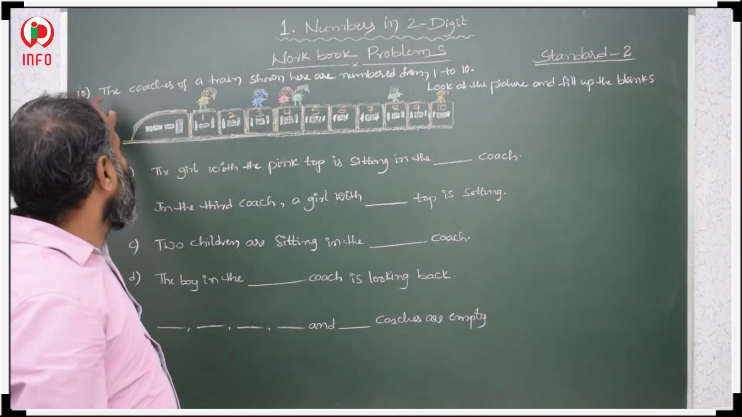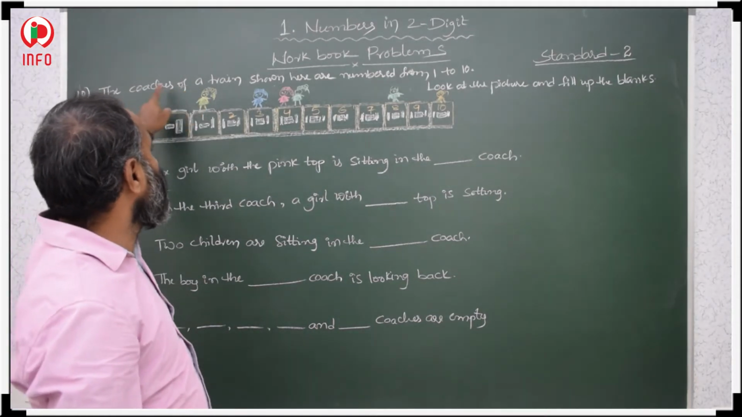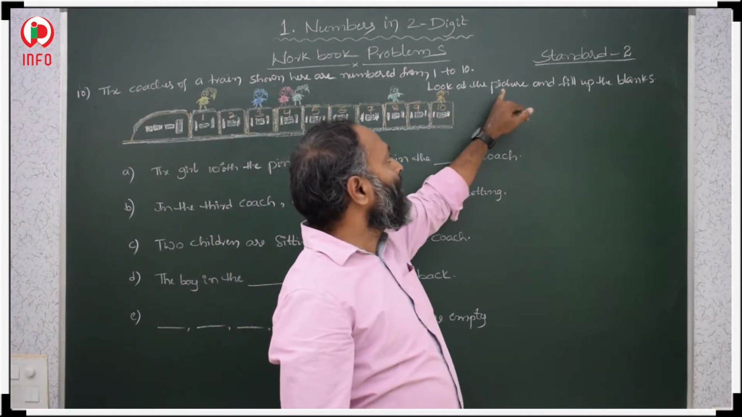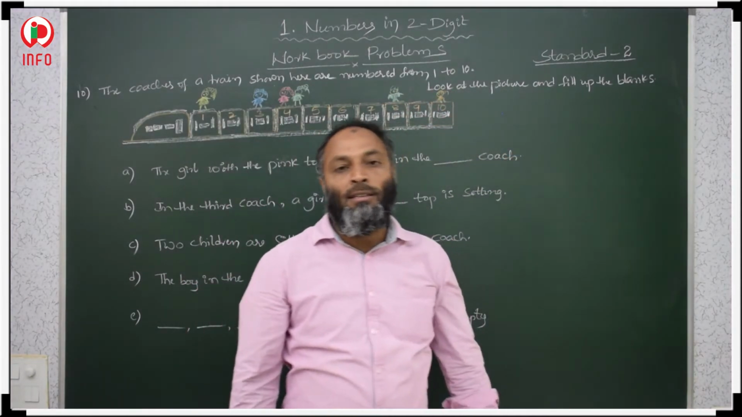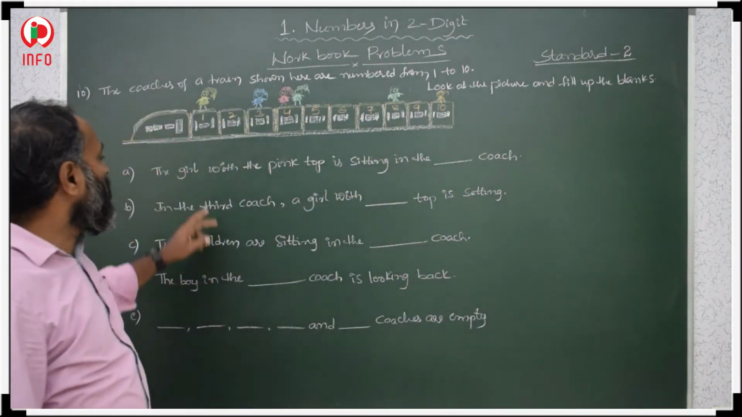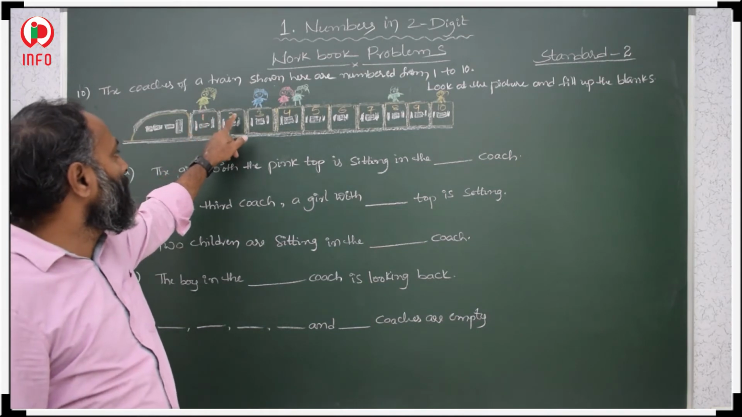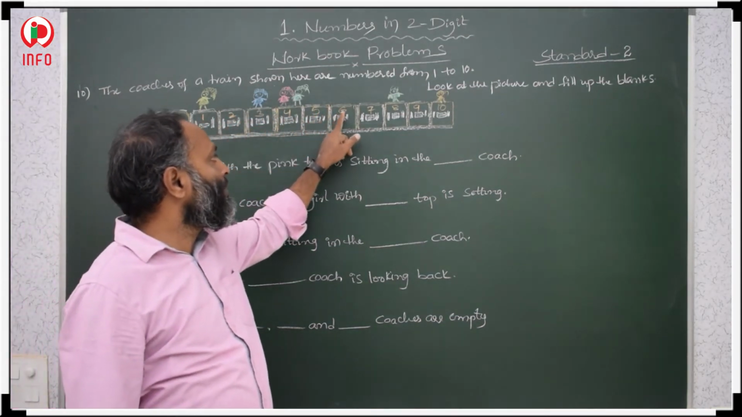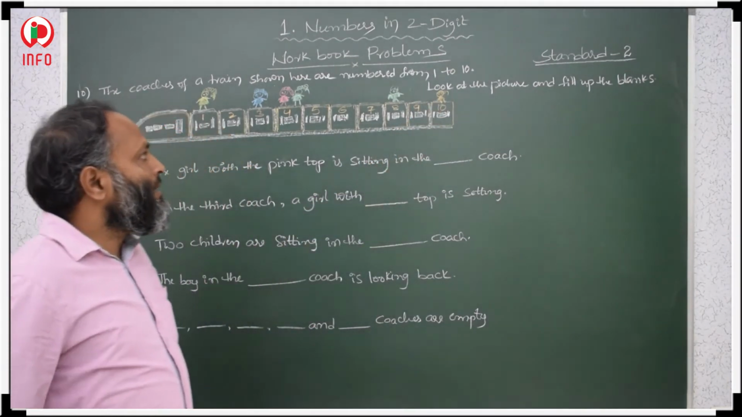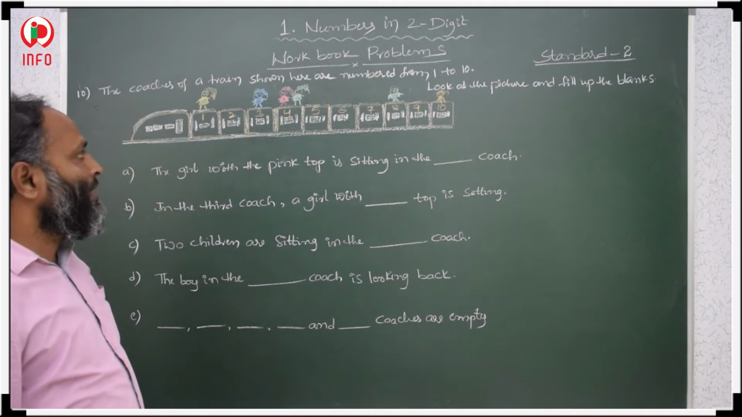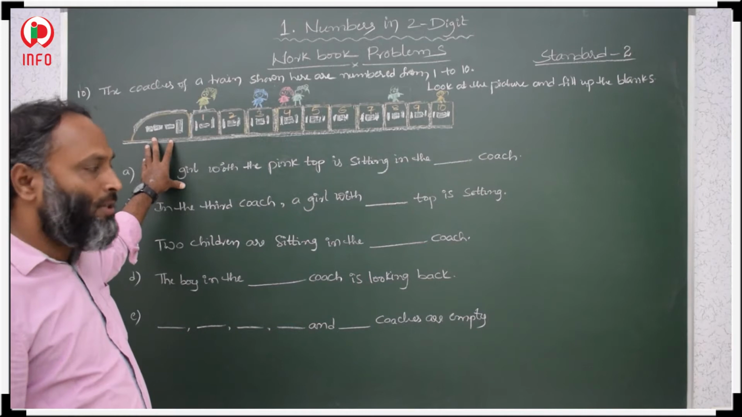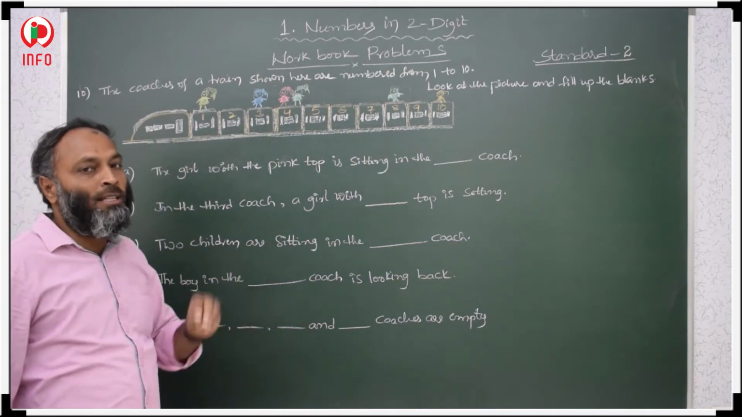Now students, the 10th question is given. The coaches of a train shown here are numbered from 1 to 10. Look at the picture and fill up the blanks. So here this is a complete train. In this train, coaches are numbered 1, 2, 3, 4, 5, 6, 7, 8, 9, 10. 10 coaches were there in this train. Some questions are given based on these coaches, so we have to read the question and answer it.